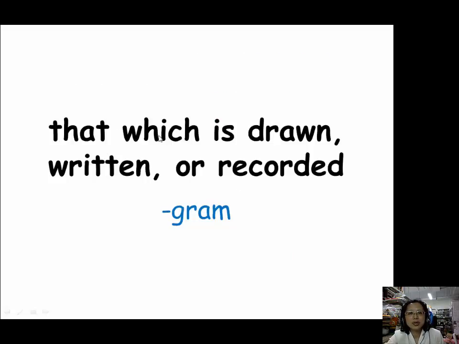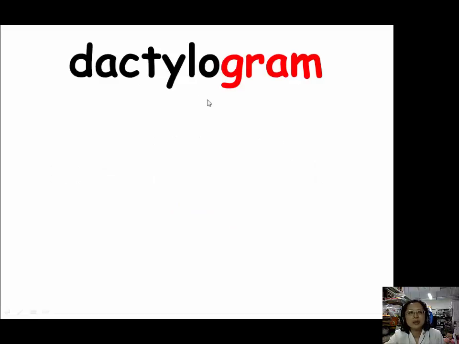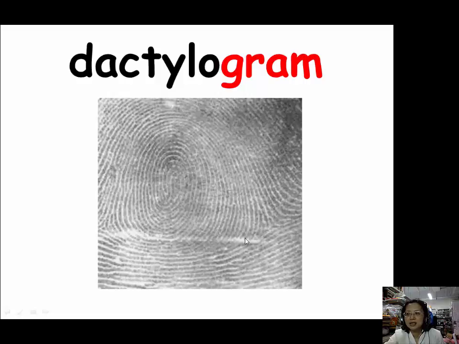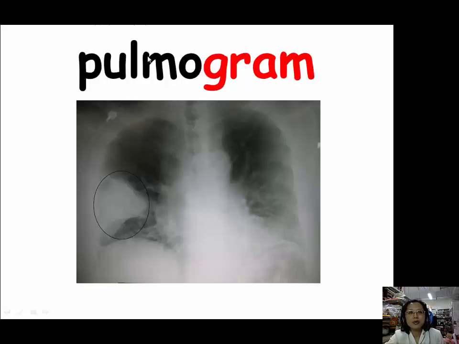For describing that which is drawn, written, or recorded, we use this suffix gram, G-R-A-M. Let's see our example, like dactylogram. Remember what we learned about dactylo? Dactylo means digit, finger or toes. And dactylogram is a fingerprint taken for purpose of identification. And pulmogram, the prefix pulmo, P-U-L-M-O, which we learned before, means lung. So pulmogram is a radiograph of the lungs.